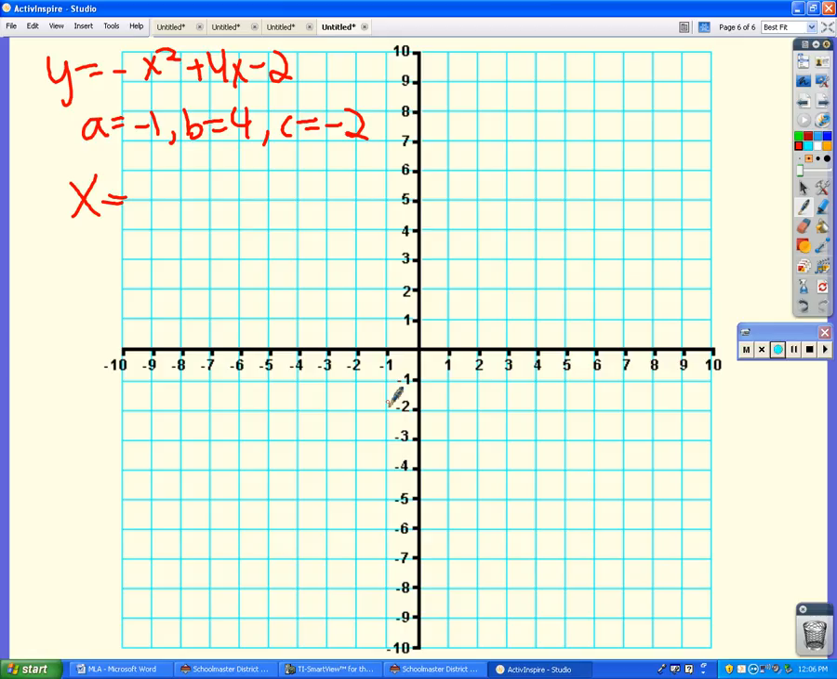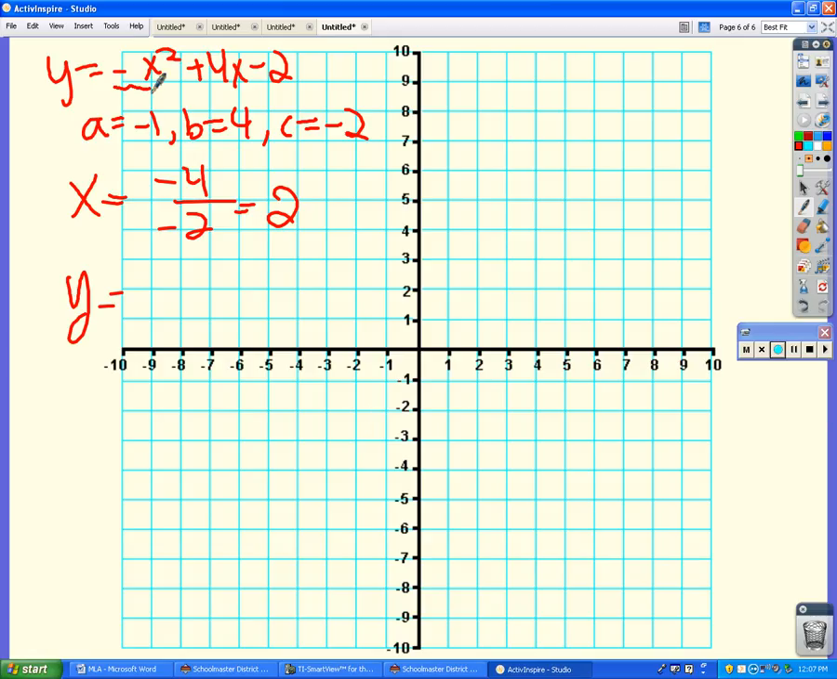It would be negative 4, because it's the opposite of B, over 2 times A, which is negative 2. And negative 4 divided by negative 2 is positive 2. So the x coordinate of my vertex is positive 2. Okay? Now I'm going to take that and plug it back into the original equation.